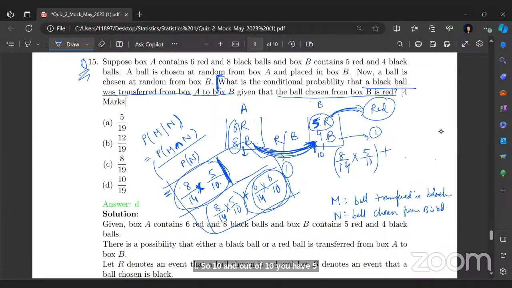Now, the second case is when you are transferring the red ball from box A to box B. The probability of selecting one red ball from box A is 6 by 14. And once you have transferred the red ball from box A to box B, now your red balls have become 6 and the total number of balls is 10. So selecting a red ball from box B is 6 divided by 10. So this is probability of N.